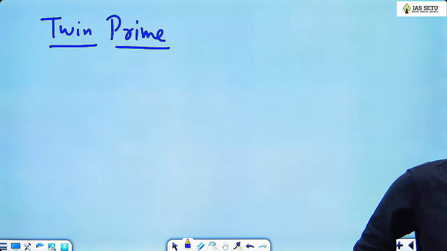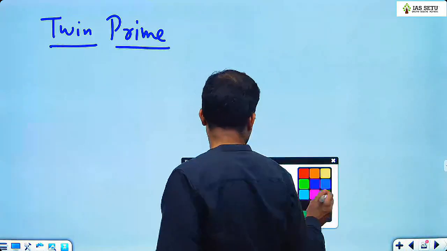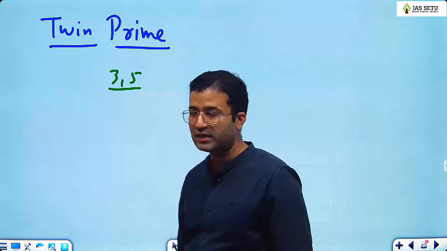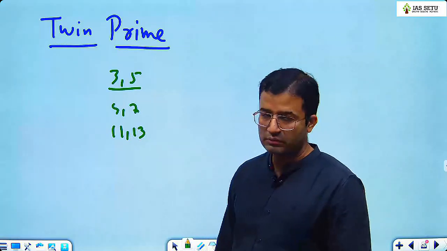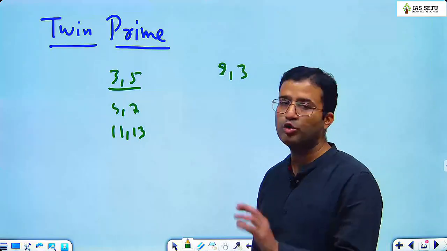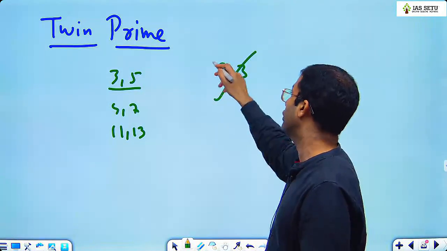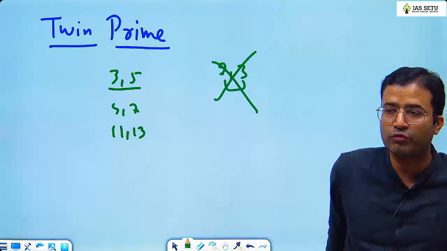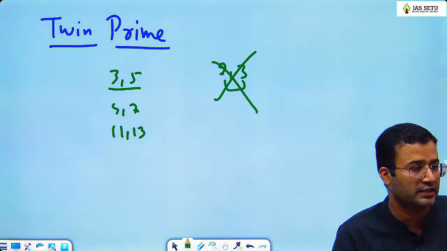Can anyone tell me an example? 3 and 5. 3 and 5, yes. 3 and 5 both are two consecutive prime numbers. 5 and 7, yes. 11 and 13, yes. Some students ask me, sir, 2 and 3, whether it is twin prime or not. These are two consecutive prime numbers, okay, but the difference is 1. They don't have a difference of 2. That's why we don't consider 2 and 3 as twin prime. 2 और 3 को twin prime नहीं लेते. We take 3 and 5 as a twin prime because we need a difference of exactly 2.